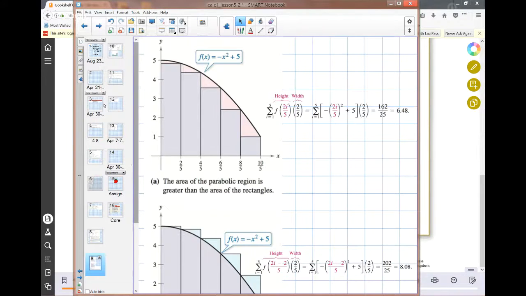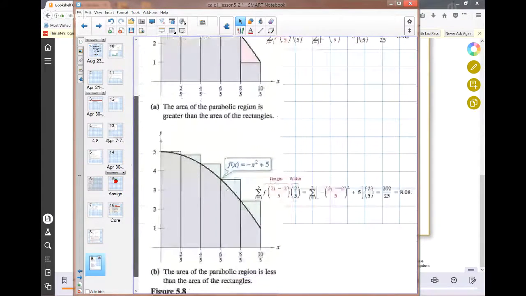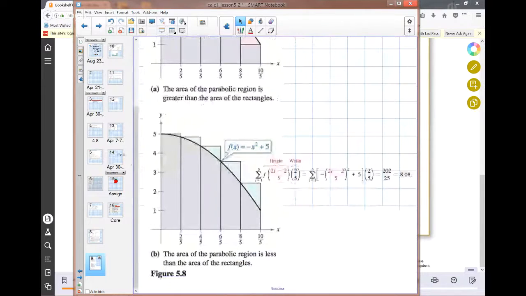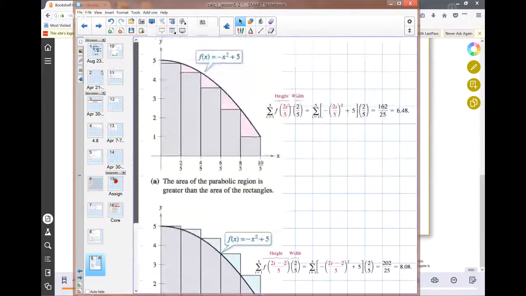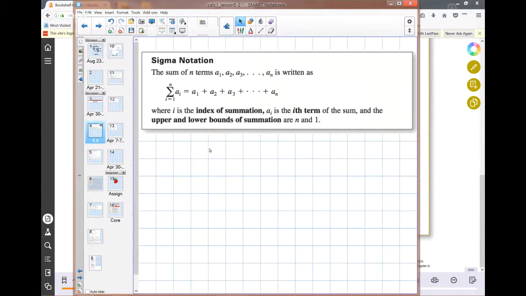And if you did the rectangles that are on the top, like this, and added up those areas, you would be a little bit over. And then by using limits, you can figure out, oh yeah, it's in between, and we can actually find the area. Well, that's the idea. Because you're adding up rectangles, you will see that we need to use this adding up notation called sigma notation.